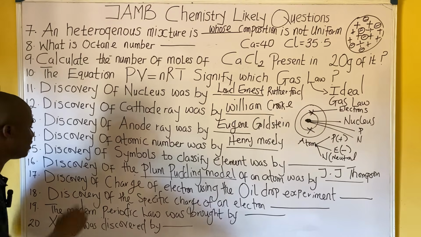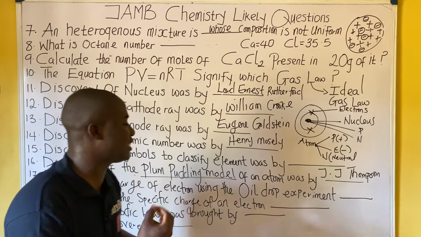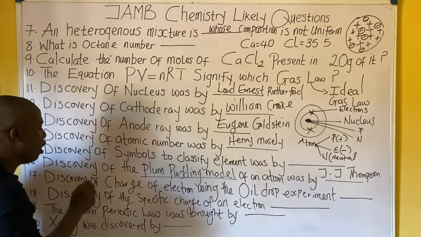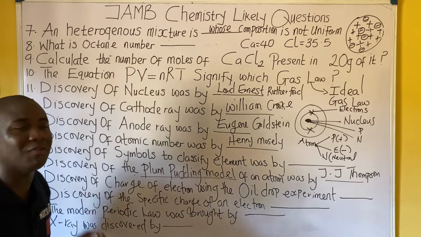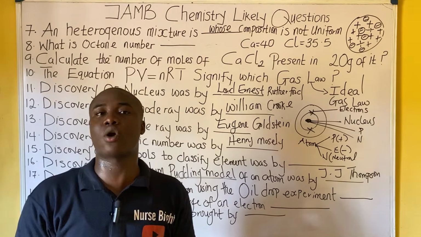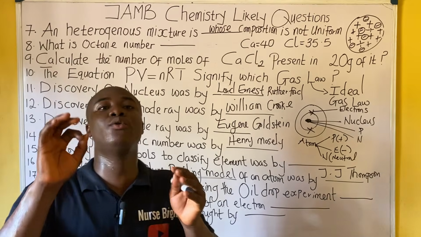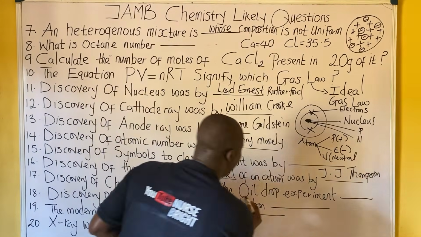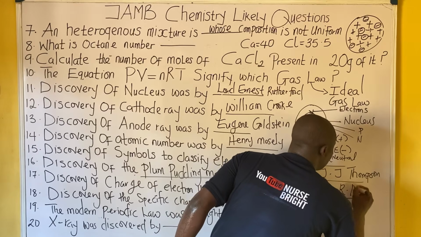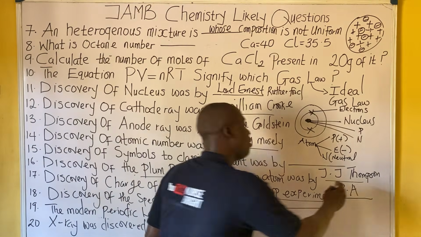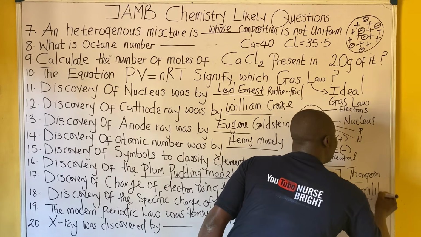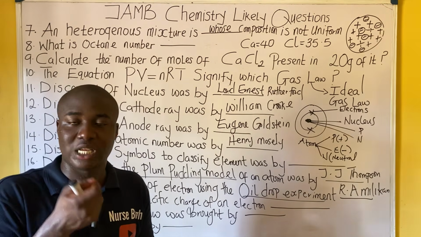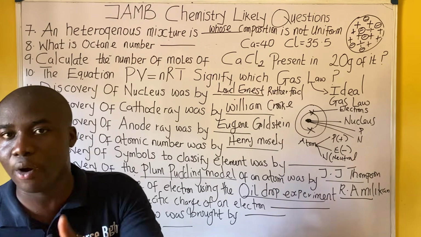Question number 17 says, discovery of the charge of an electron using the oil drop experiment. Please take note, whenever you hear discovery of the charge of an electron using the oil drop experiment, it was done by a man called Robert Andrew Millikan. Take note. Robert Millikan discovered the charge of an electron using the oil drop experiment.